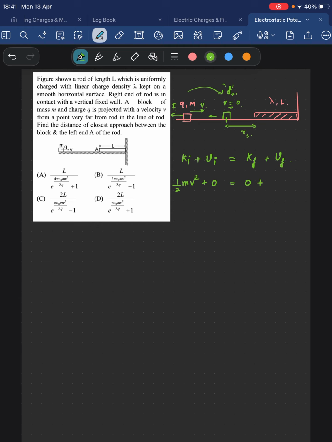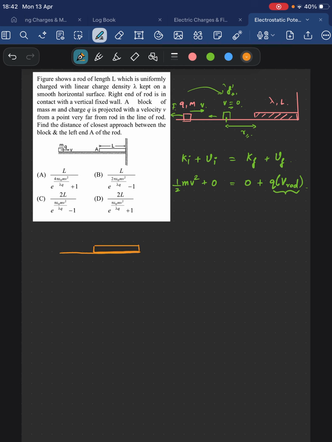For potential energy, these are not point charges, so we can't make use of kq1q2 by r as a formula. The idea we'll be going with over here is we'll write q times the potential due to the rod. We'll now calculate what will be the potential due to this rod at r distance away from it, right? So this is basically once again a question based on calculating potential only. We'll calculate the potential due to the rod at a point which is located r distance away from the end of the rod.